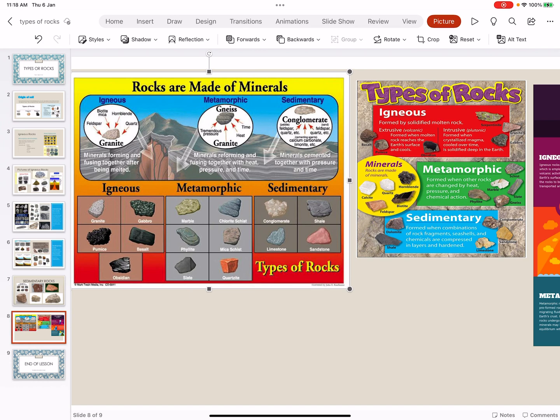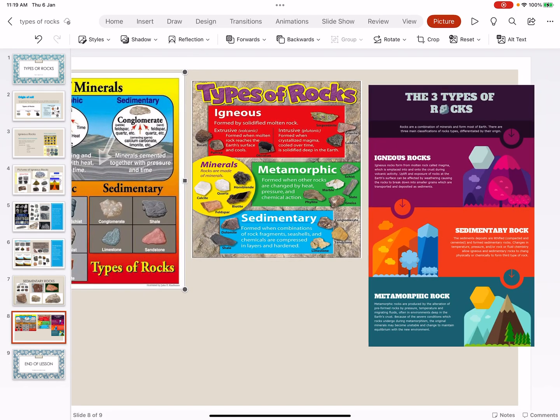Now let's look at the examples they showed. Granite, gabbro, pumice, basalt, obsidian. All are types of igneous rocks. Let's look at metamorphic. Marble, chlorite schist, phyllite, mica schist, slate, and quartz. Sedimentary: conglomerate, shale, limestone, and sandstone.